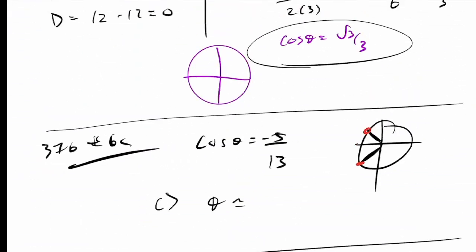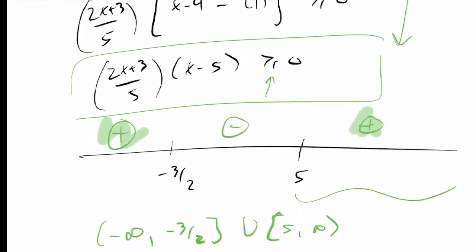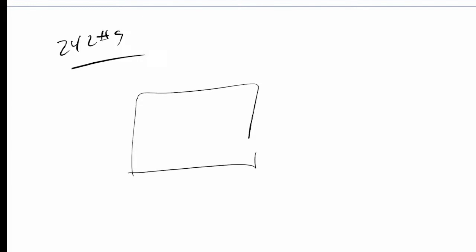For 241, 10D, and then 242, number 9. Oh, the box question. Very nice. A box holds an expensive pen. Square ends in a length 13 cm. Okay. So here's your box question you guys were asking me.